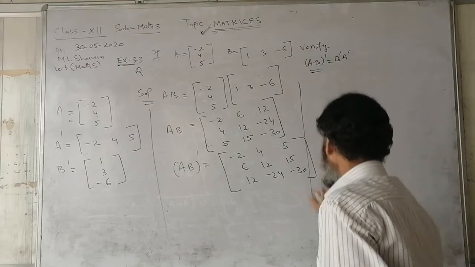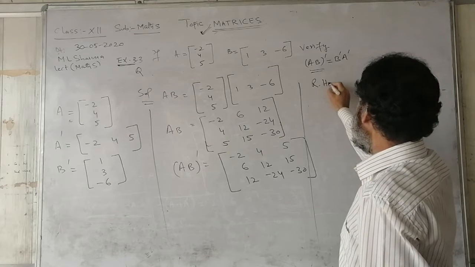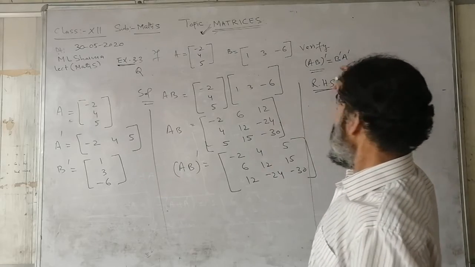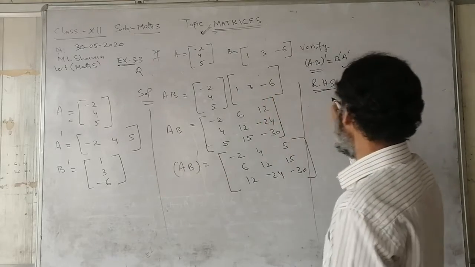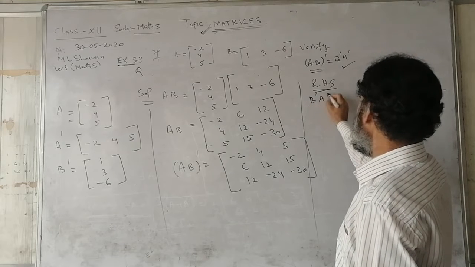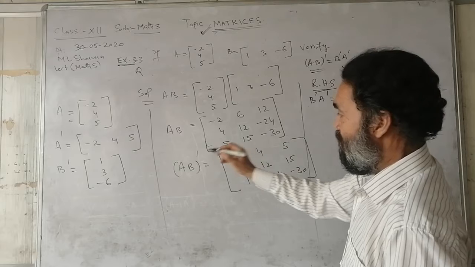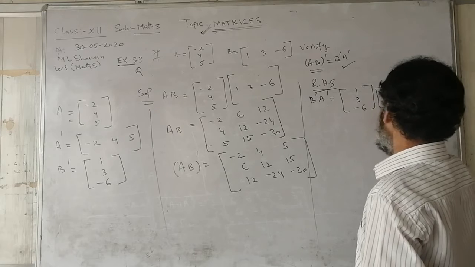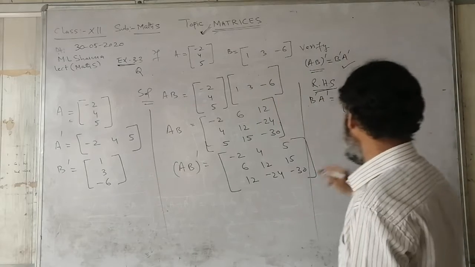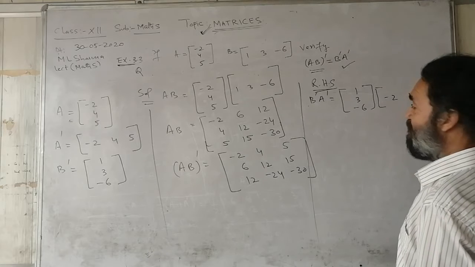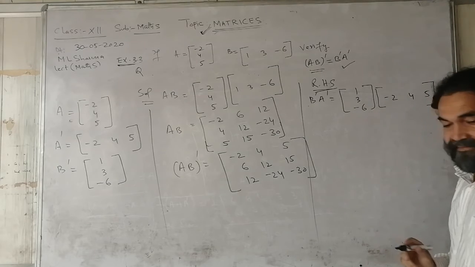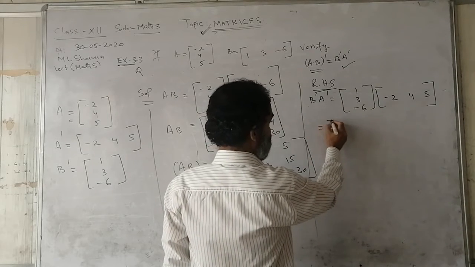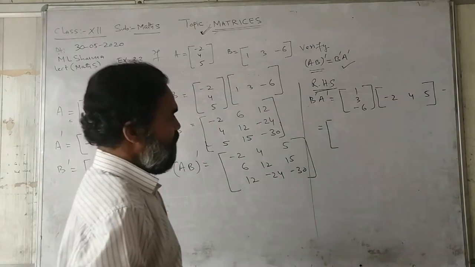Now I can take the right hand side. On this right hand side, I can find B transpose A transpose. So its value is 1, 3, minus 6, and the value of A transpose is minus 2, 4 and 5. So again I will have to multiply these two matrices. So this will again be a matrix.